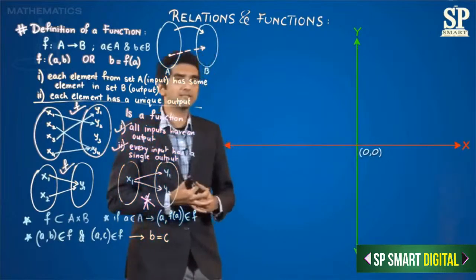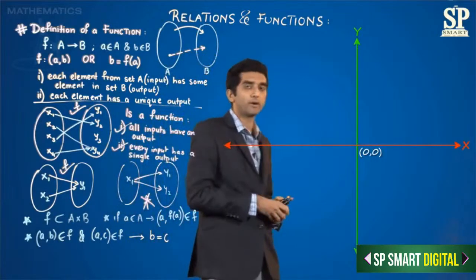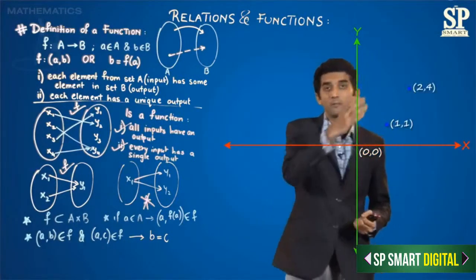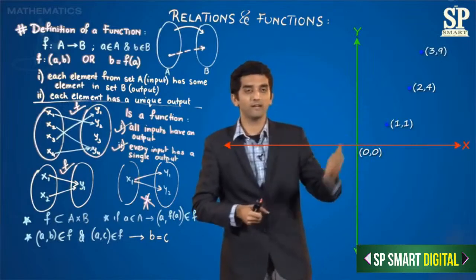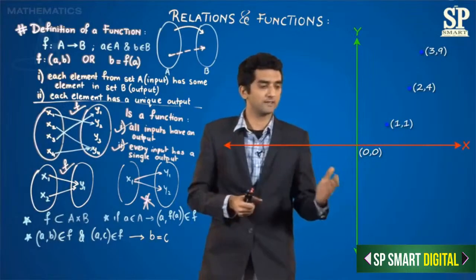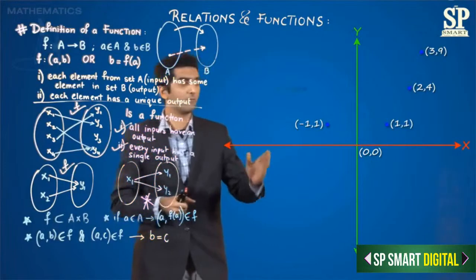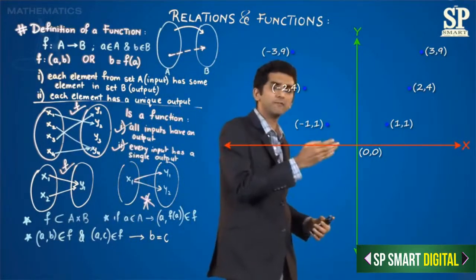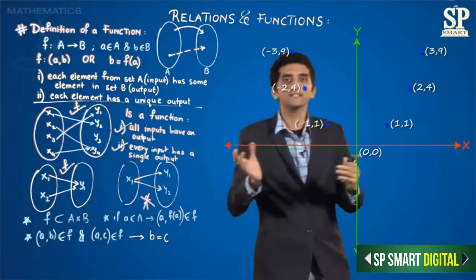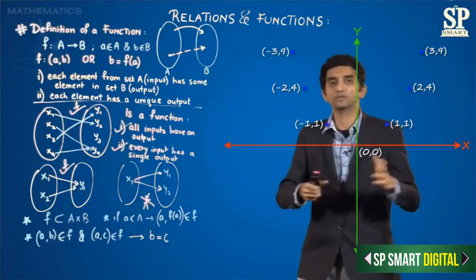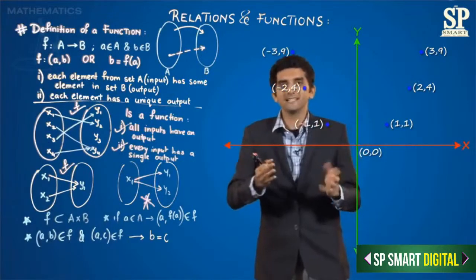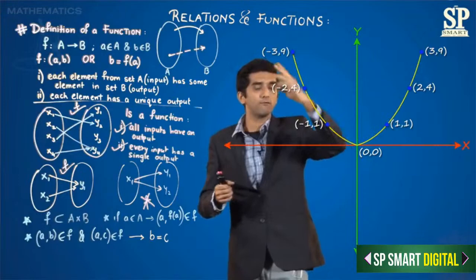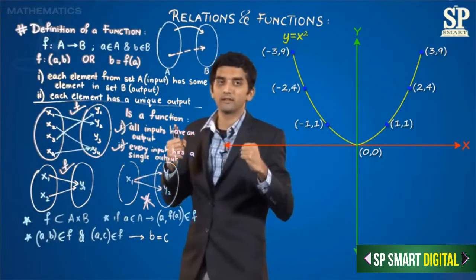We know that 0 comma 0 is an ordered pair, so here's my first point. Then I also know that I have 1 comma 1, I have 2 comma 4, I have 3 comma 9, right? On the negative x-axis, I have -1 comma 1, I have -2 comma 4, I have -3 comma 9 as well. There'll be definitely a few more points on either side, even in between as well. So gradually trying to connect these points, this is the graph that I get. Now this is the graph of y is equal to x square, right?